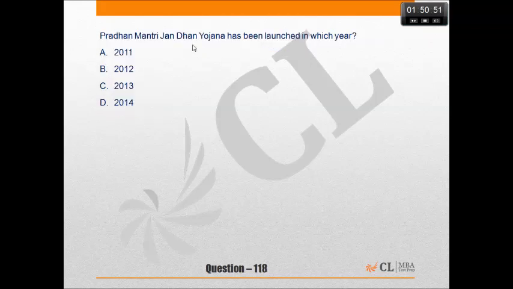Pradhan Mantri Jan Dhan Yojana was launched in 2014. It was by Prime Minister Narendra Modi. He came into power only in 2014. So that completes the GK section.